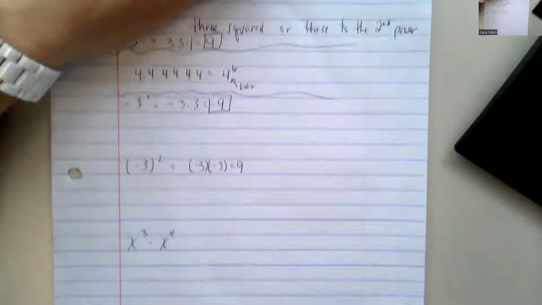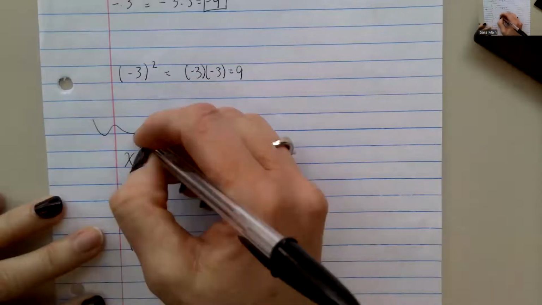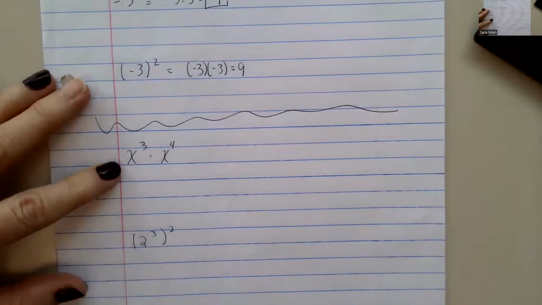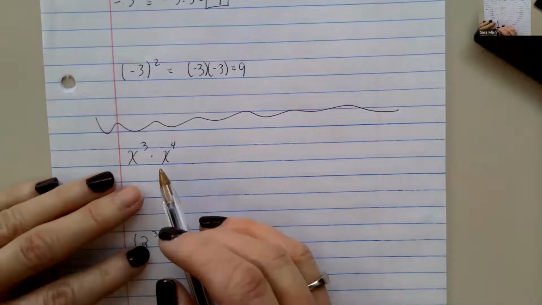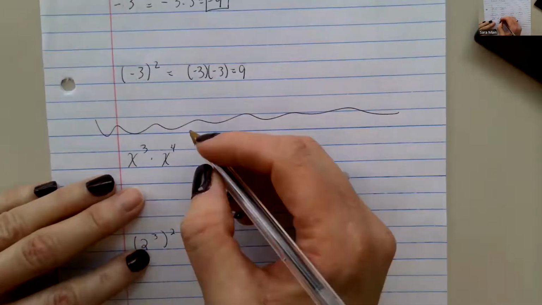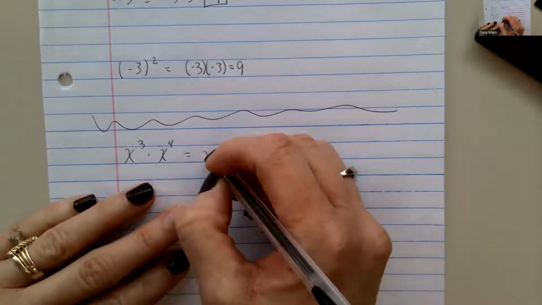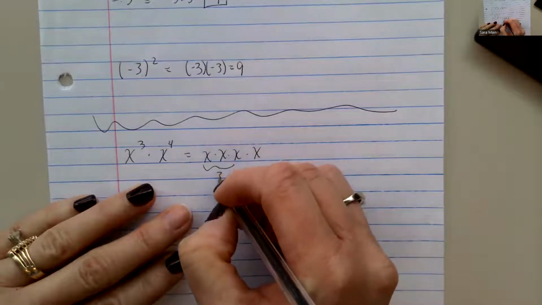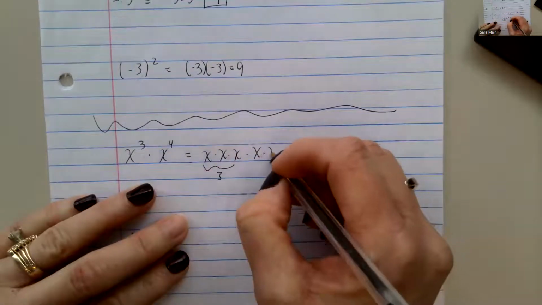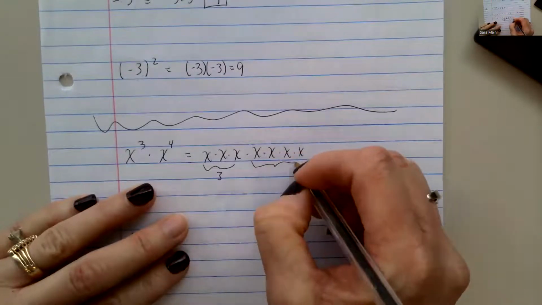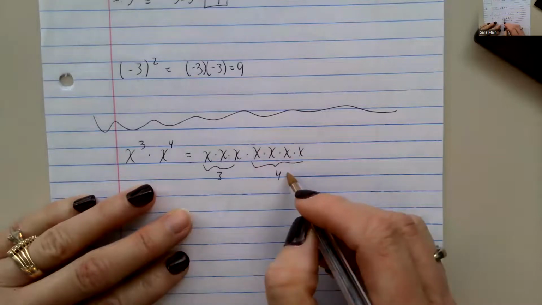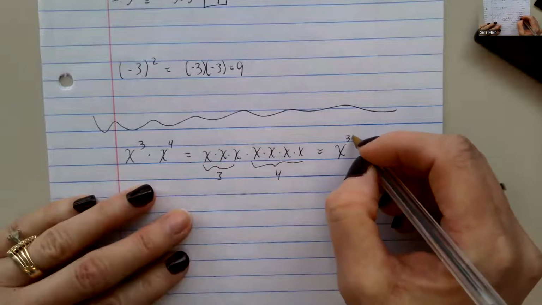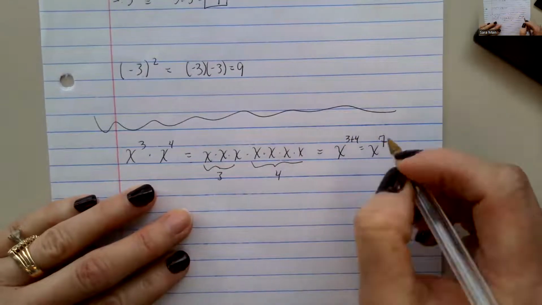Okay. So let's look at the next one. When we're multiplying x's together, you can see that x to the third times x to the fourth is the same as x times x times x, there's the 3 of them from this first one, and then times x times x times x, and there's 4 of them from the second one. That means they're all of the same base. So we can really put them symbolically together by taking 3 plus 4, which gives us x to the 7th.